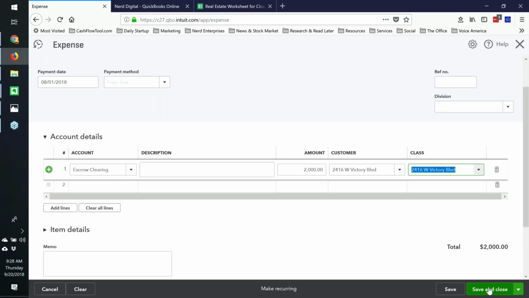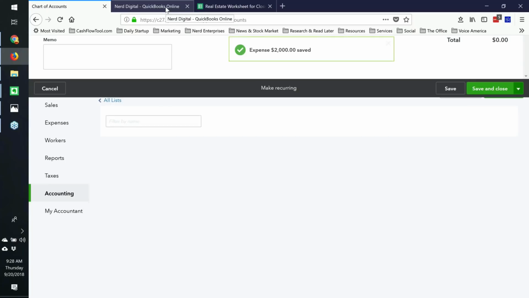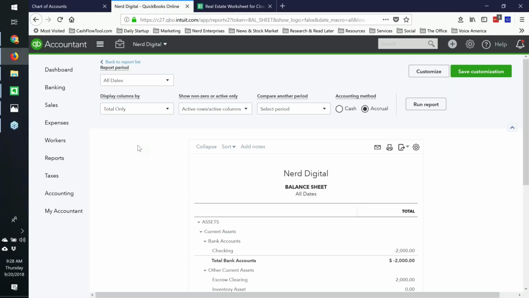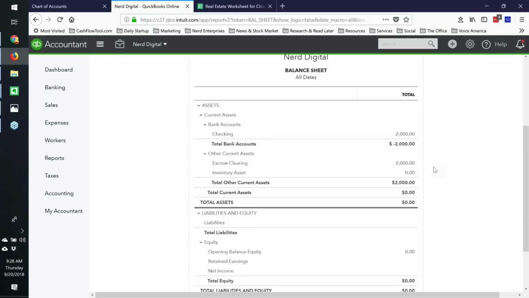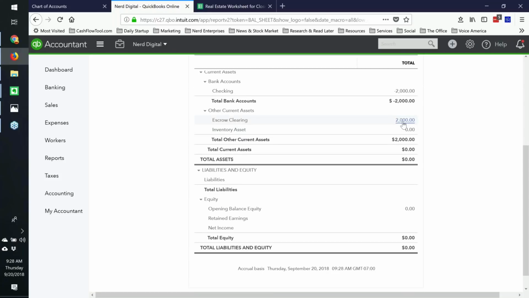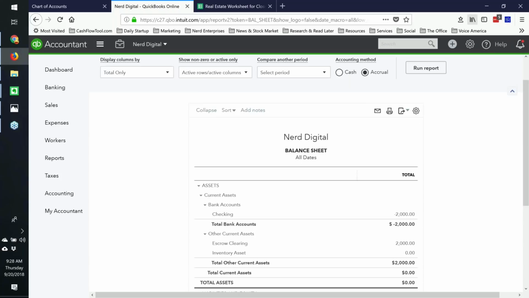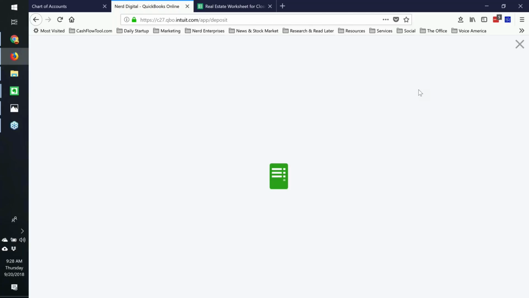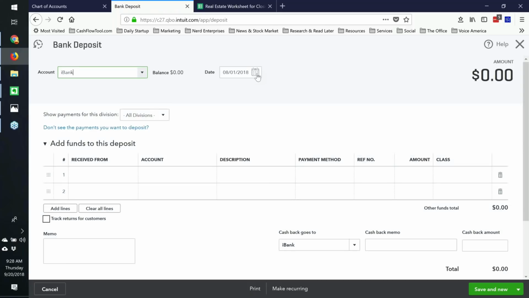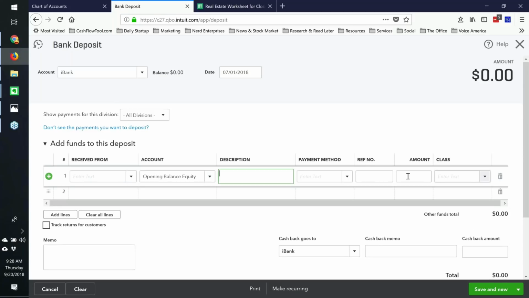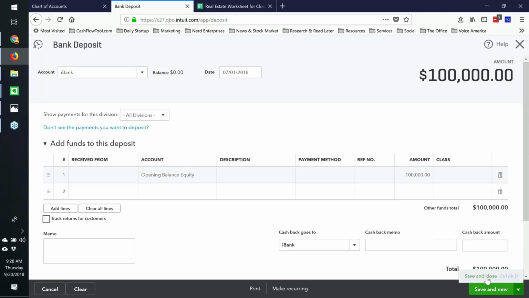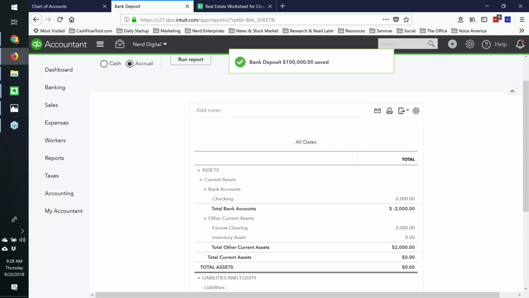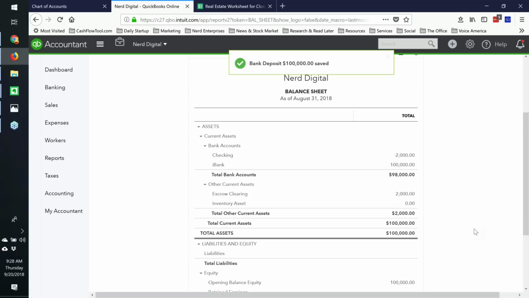So we're going to save and close, and then we're going to go look at the updated balance sheet just to see what that looks like. And sure enough, now I've got my bank accounts negative because I didn't have any money in there. But there's my escrow clearing for $2,000, right? Let me quickly just dump some money into the bank account just so that it looks like a normal balance sheet. We'll back this up to July 1. And we'll start them off with 100K. Okay, oops, wrong bank account.